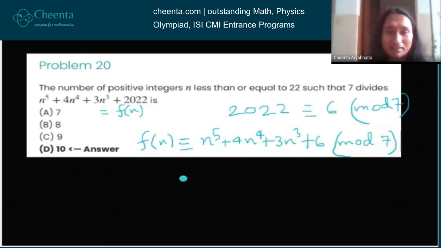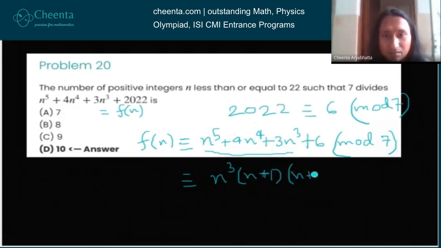The second thing is to factorize this. It's not really necessary, but we'll do it anyway. So factorize this here, and that's actually n cubed times n plus 1 times n plus 3 plus 6 modulo 7.